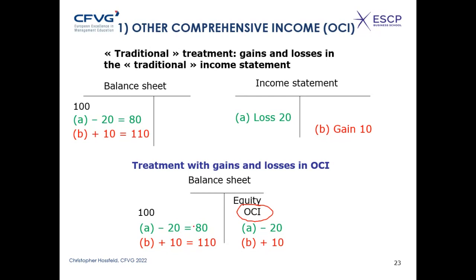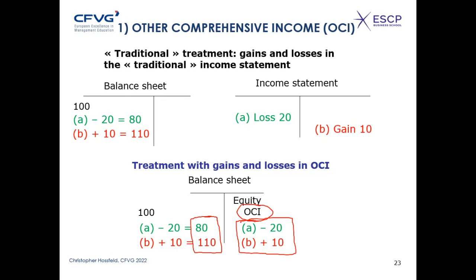And this has two advantages. First of all, I see the real asset values now in the balance sheet. Either they decrease or increase, it doesn't matter, I see them. And by looking at OCI, in addition to the traditional income statement, I also see the total performance of the company, because I see that in situation A, we made a bad investment decision, and in situation B, we made a good investment decision. Both good and bad are visible in the statements. So that is OCI.